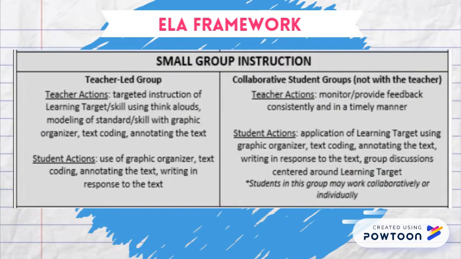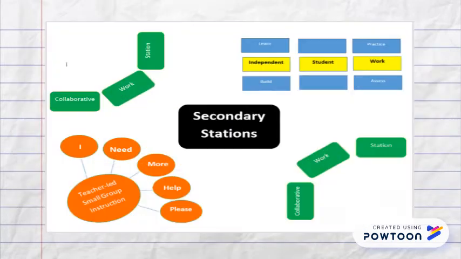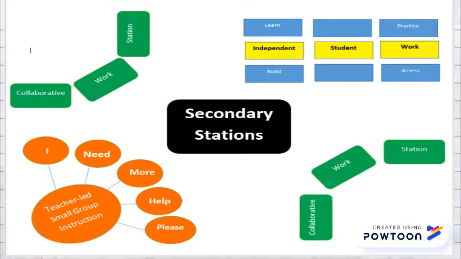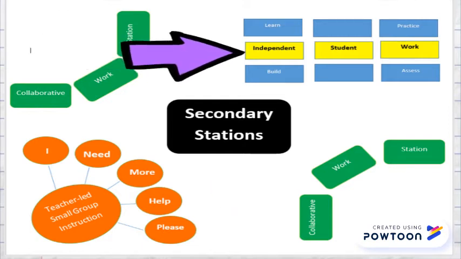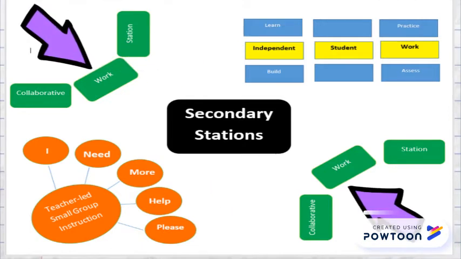The next portion of the framework provides a model for small group instruction in the English classroom. Some of the major behaviors for both teacher and student are provided to help you plan effectively. In order to teach all the standards, processes, and information vital to the English curriculum, small group instruction will be an integral part of the English class. Let's take a look at the secondary station model so we can get a better idea of how to plan our instruction. In this model, you will notice 4 different stations: teacher-led, independent student work, and 2 collaborative workstations.